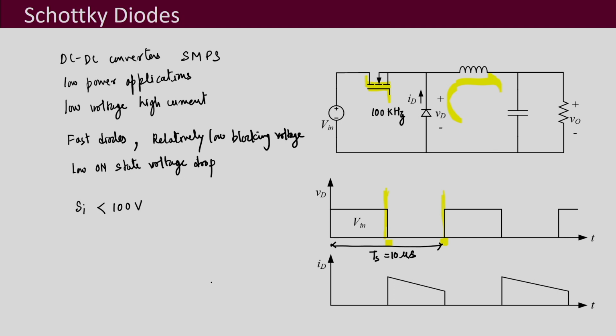Now there are devices made with silicon carbide where you can make Schottky devices greater than 100 volt also, but those are relatively a little bit more expensive than silicon diodes. Most of the converters presently are using silicon devices, and there the Schottky ratings, the blocking voltage capability that you can get, is usually below 100 volt.